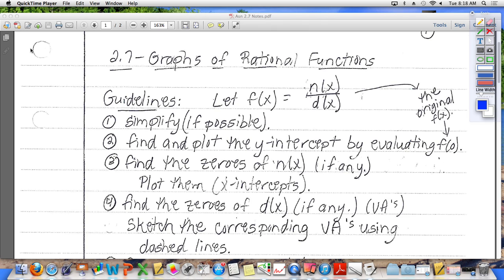2.7, last section of chapter 2, and we're going to practice graphing rational functions. We've talked about how to find vertical asymptotes, how to find holes, how to find horizontal asymptotes, how to find zeros. Now we're going to practice graphing, and we're going to throw it all together today.